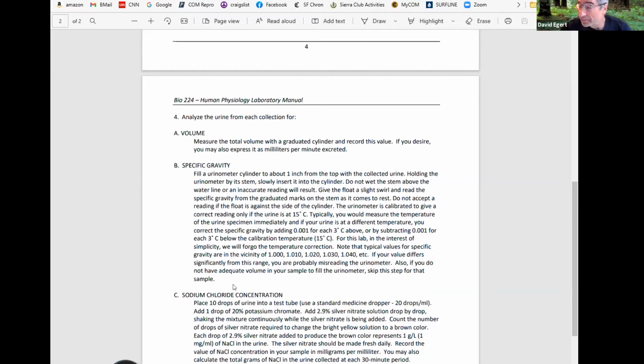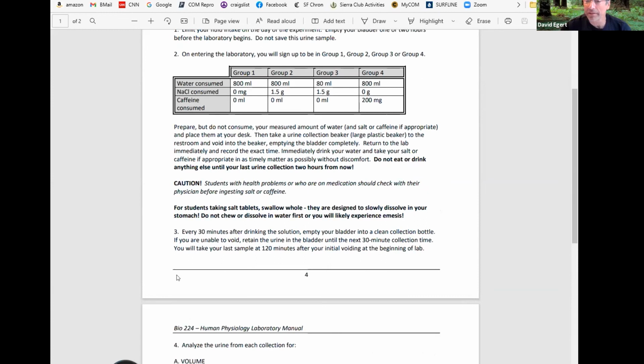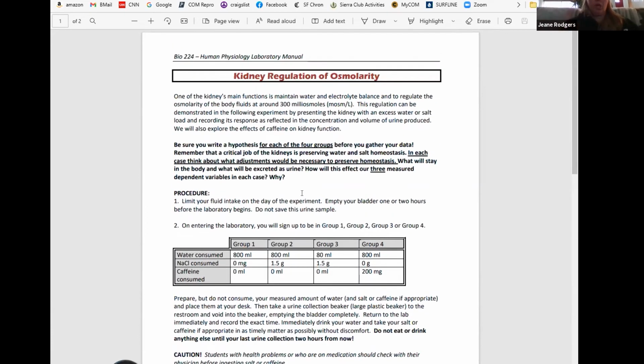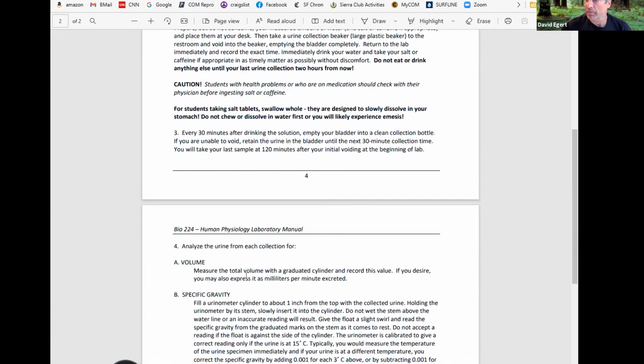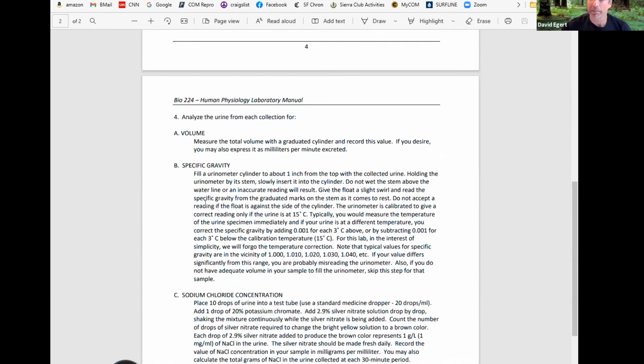All right. So any questions? I have one more quick question. Do we have to have 4 separate, because parts of the hypothesis? I would say probably 12, because for each group, there's 3 variables. Right, so for group 1, I expect the volume to be blah because, and the salt to be because, and the specific gravity to be because.